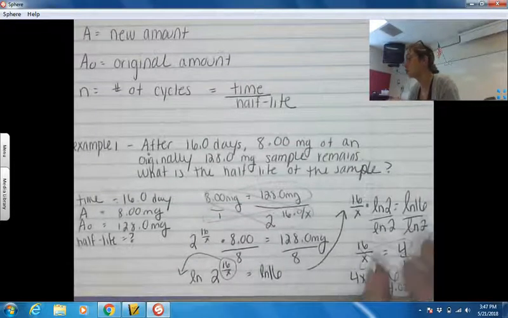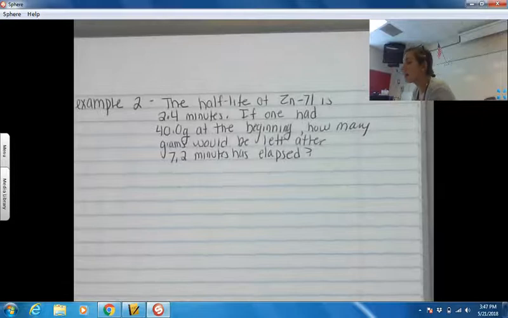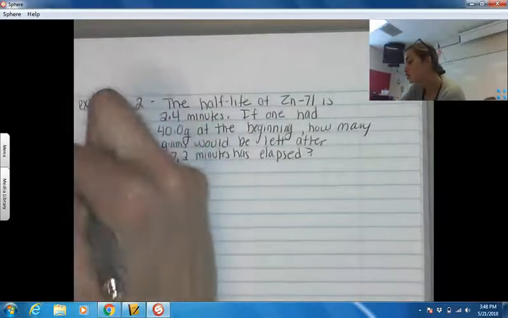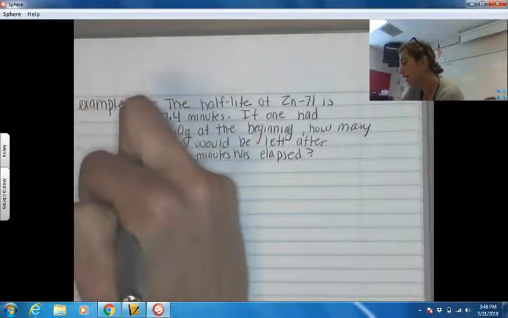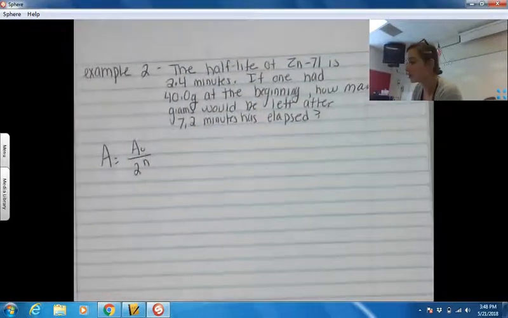Let's go ahead and do one that might be a little bit easier, just solving for a different factor. Alright, so this one says, the half-life of Zn-71 is 2.4 minutes. If one had 40 grams at the beginning, how many grams would be left after 7.2 minutes has elapsed? So again, if we think of our equation, A is equal to A naught over 2 raised to the n, we have different factors in here.